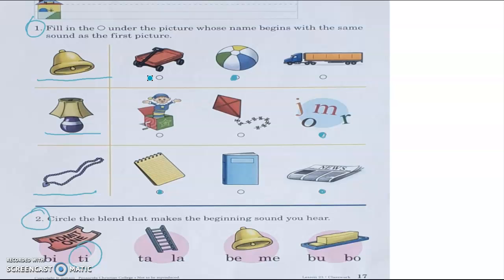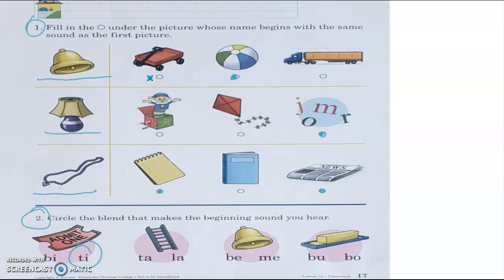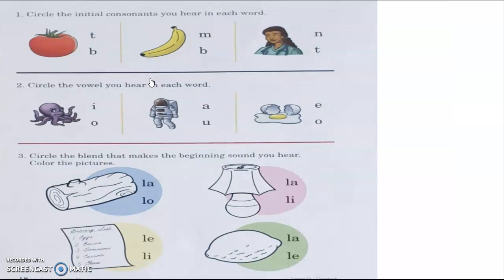All right, next we have a ladder. We have the blend ta, or la. Good, la for ladder. Next we have a bell. So which one would represent bell? Be, or me? Be. Good. Next we have a stick of butter. So let's circle the one that would represent this picture. Ba, or ma? Ba. Good.